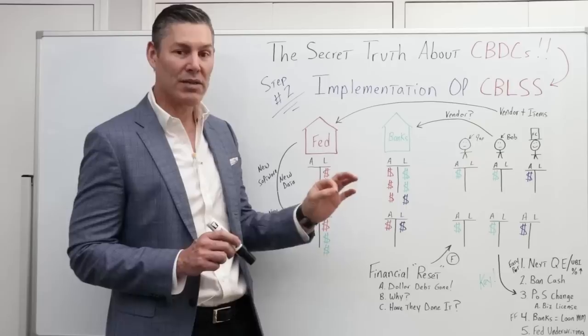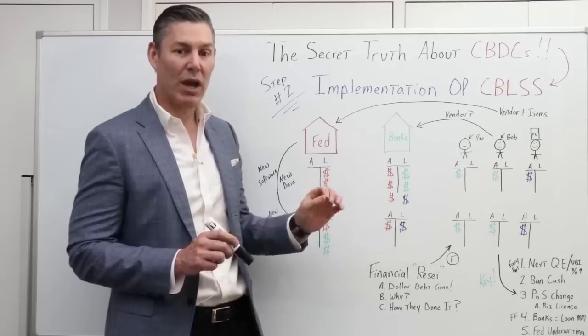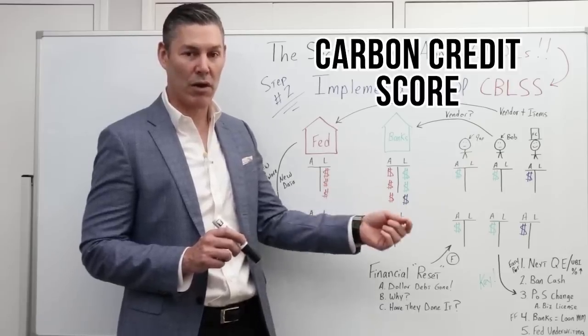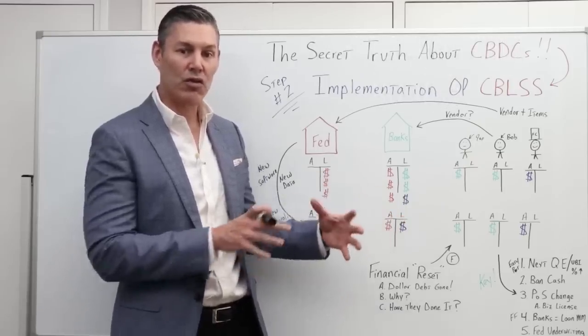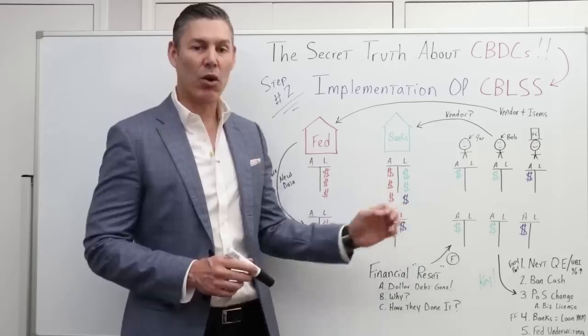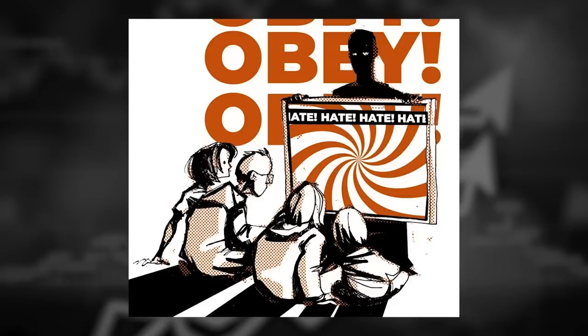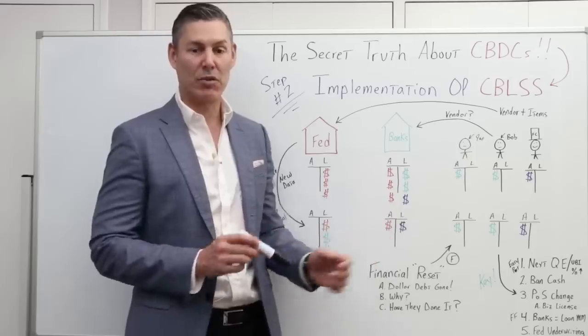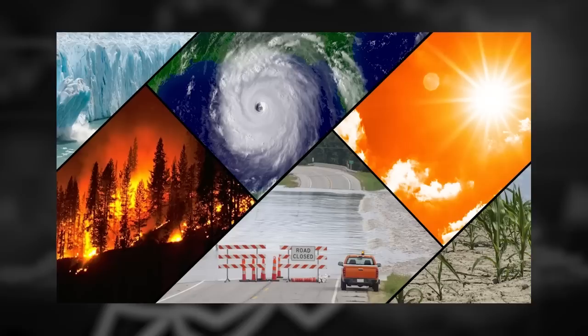Did you order something vegetarian? Why do they want to know this? So they can give you a carbon credit score and they can control your spending for whatever is convenient or whatever fits the current political narrative. In this case, I'm assuming it's going to be climate change.